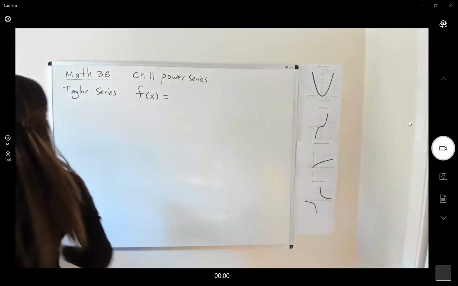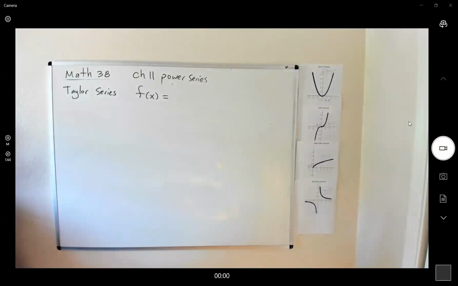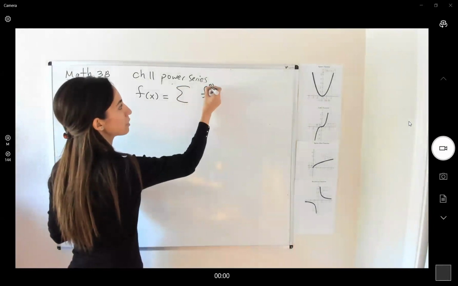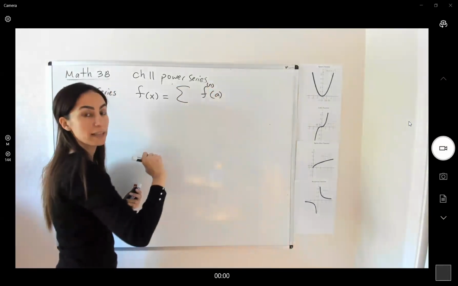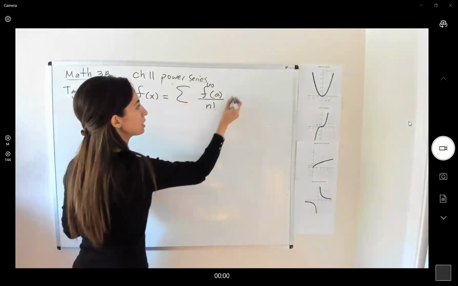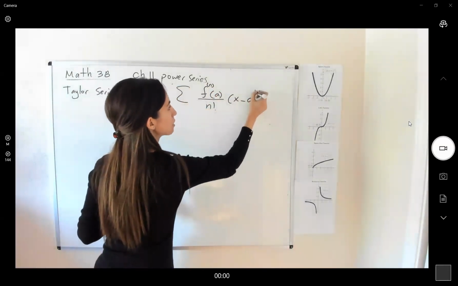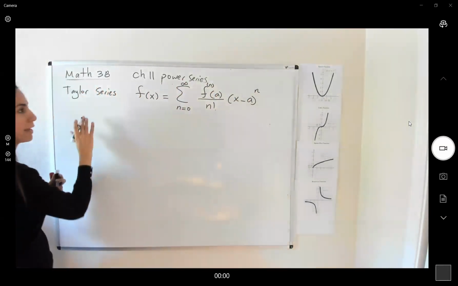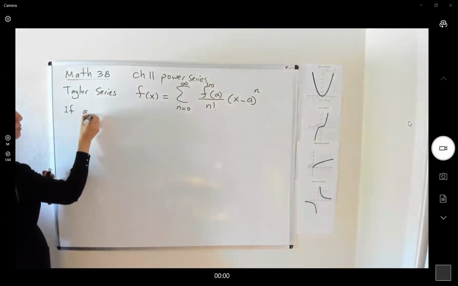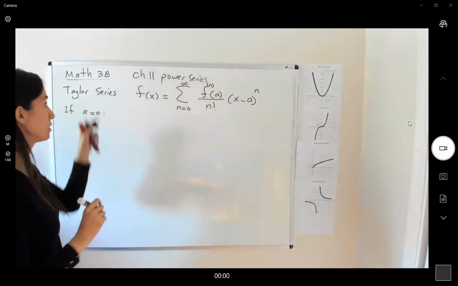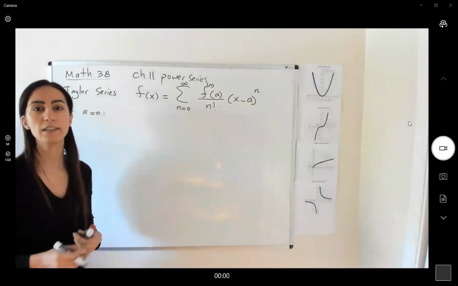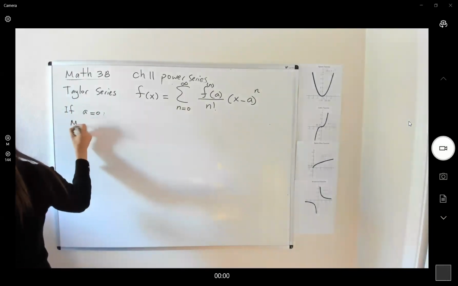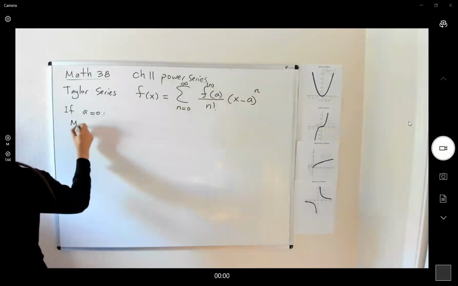So for function f of x, we can write it this way. The sum of the nth derivative of the function evaluated at a, divided by n factorial, times (x minus a) raised to n, n starts from 0 to infinity. If a is equal to 0, then instead of saying that we have a Taylor series, we can say that we have a Maclaurin series. So Maclaurin series.